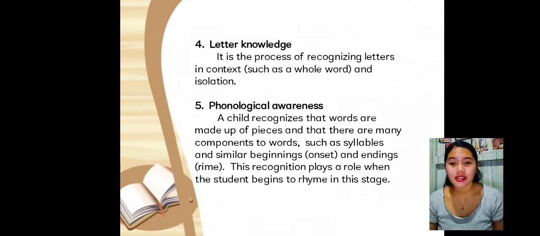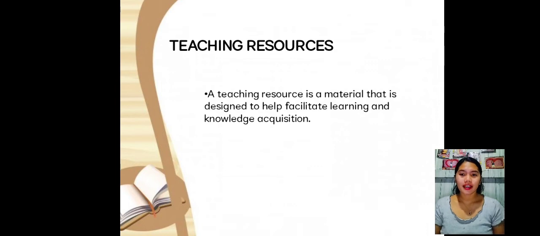A child recognizes that words are made up of pieces, that there are many components to words such as syllables and similar beginnings, the onset, and the endings, the rime. This recognition plays a role when the students begin to rhyme in this stage. Okay, next we will proceed to our teaching resources.